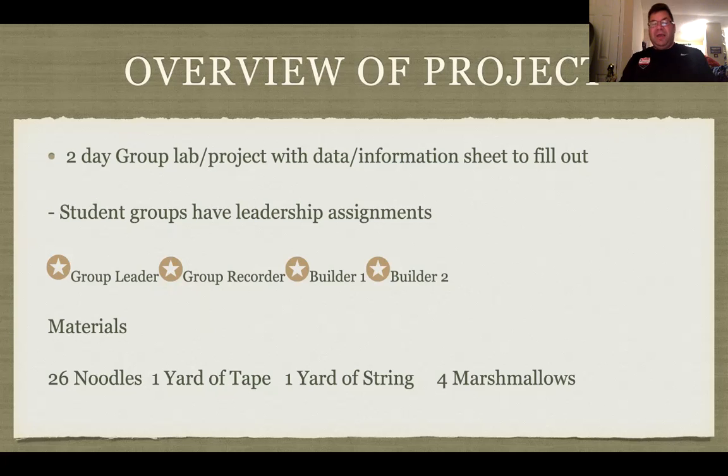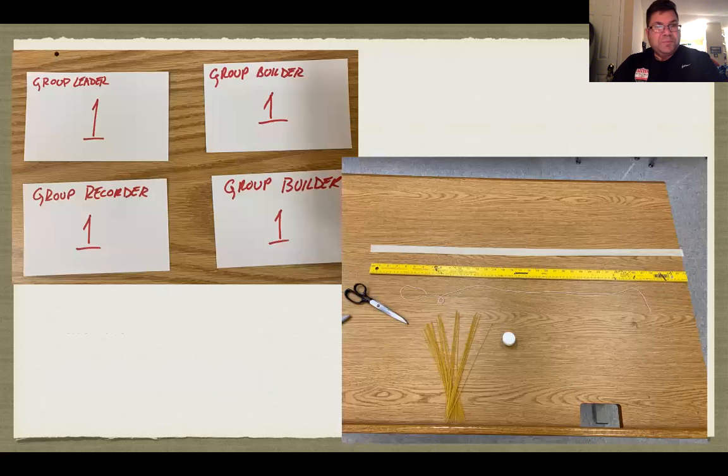And they also have to utilize a limited source of materials to be able to do that. So in this lab, they have 26 noodles, 1 yard of tape, 1 yard of string, and 4 marshmallows. And they can modify these things. We'll talk about this in a couple slides, but they can modify these things any way they want, outside the fact that they cannot modify the marshmallows in any way. They have to be the way they came, right? And we'll talk about what the rules are for that lab here in a second.